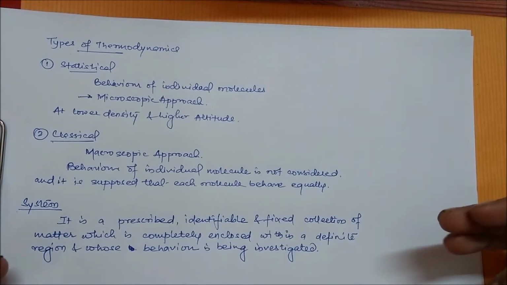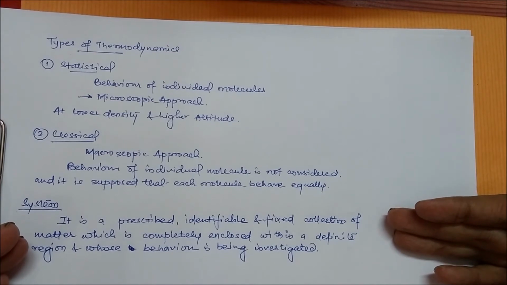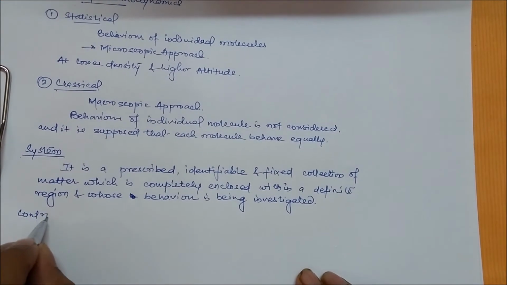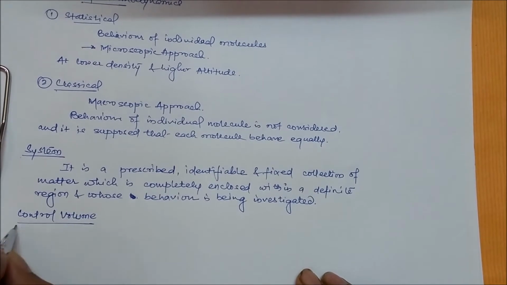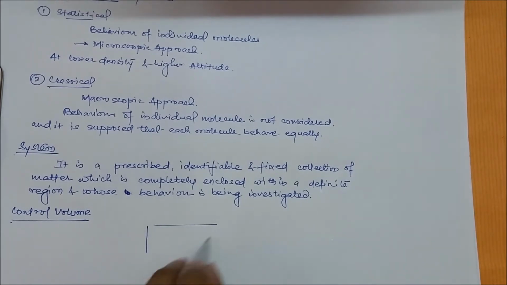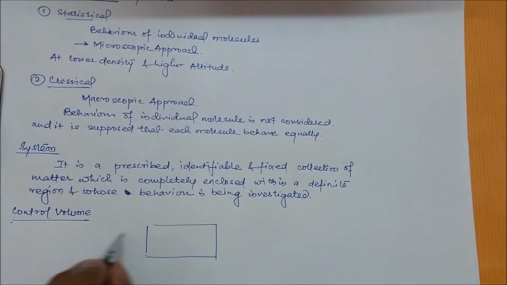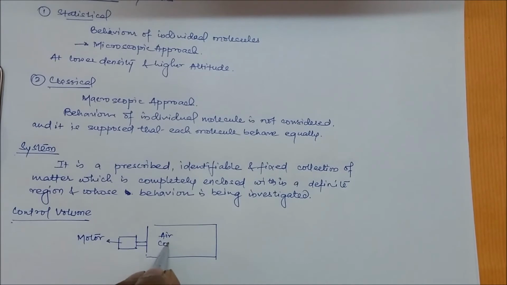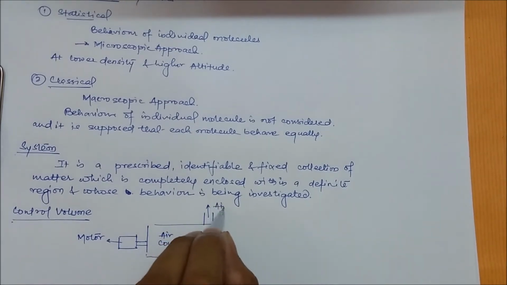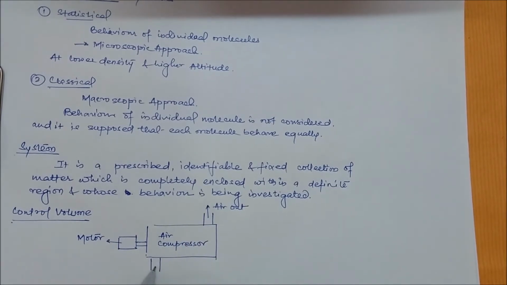Now, as I have discussed this, we further move to a new term, that is control volume. Firstly, I want to draw the figure. It's a motor, it's an air compressor, this is your air output, this is your air input.